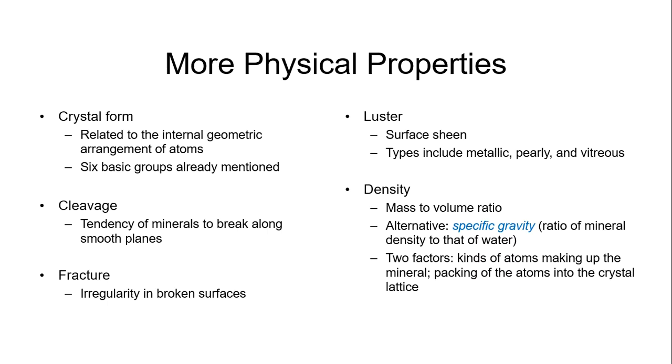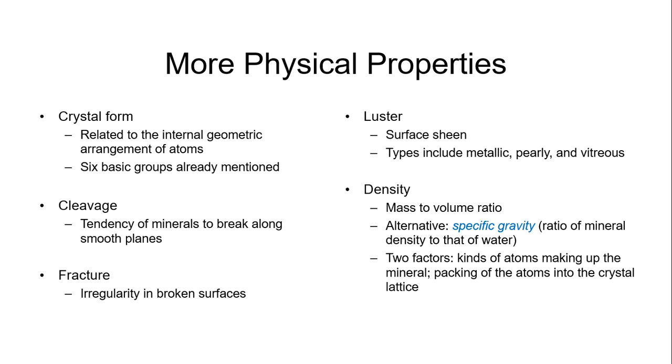Here are some more physical properties that help distinguish one mineral from another. The crystal form. That's basically talking about the arrangement of atoms. We talked about that a little bit earlier. Salt has this cubic crystal structure, whereas ice crystals have a hexagonal shape. Just as a side note, the hexagonal pattern for ice is why snowflakes often have 6 points.